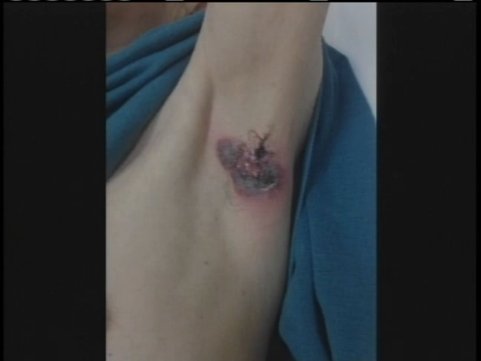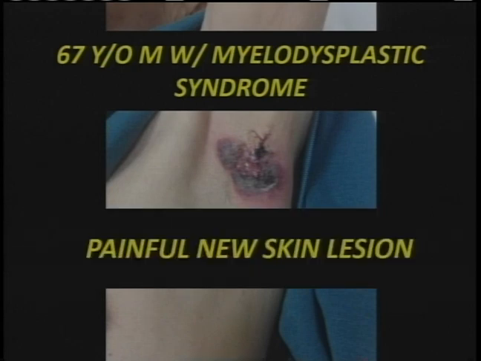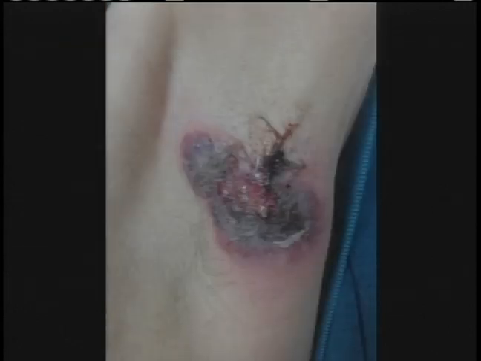So this is in the same theme. This is a patient who has myelodysplastic syndrome and presented now with a new painful sore in their armpit. Let's see if we can zoom in, yeah. So this similarly has this violaceous border. Not a true ulceration, but a lot of crusting throughout the whole area.